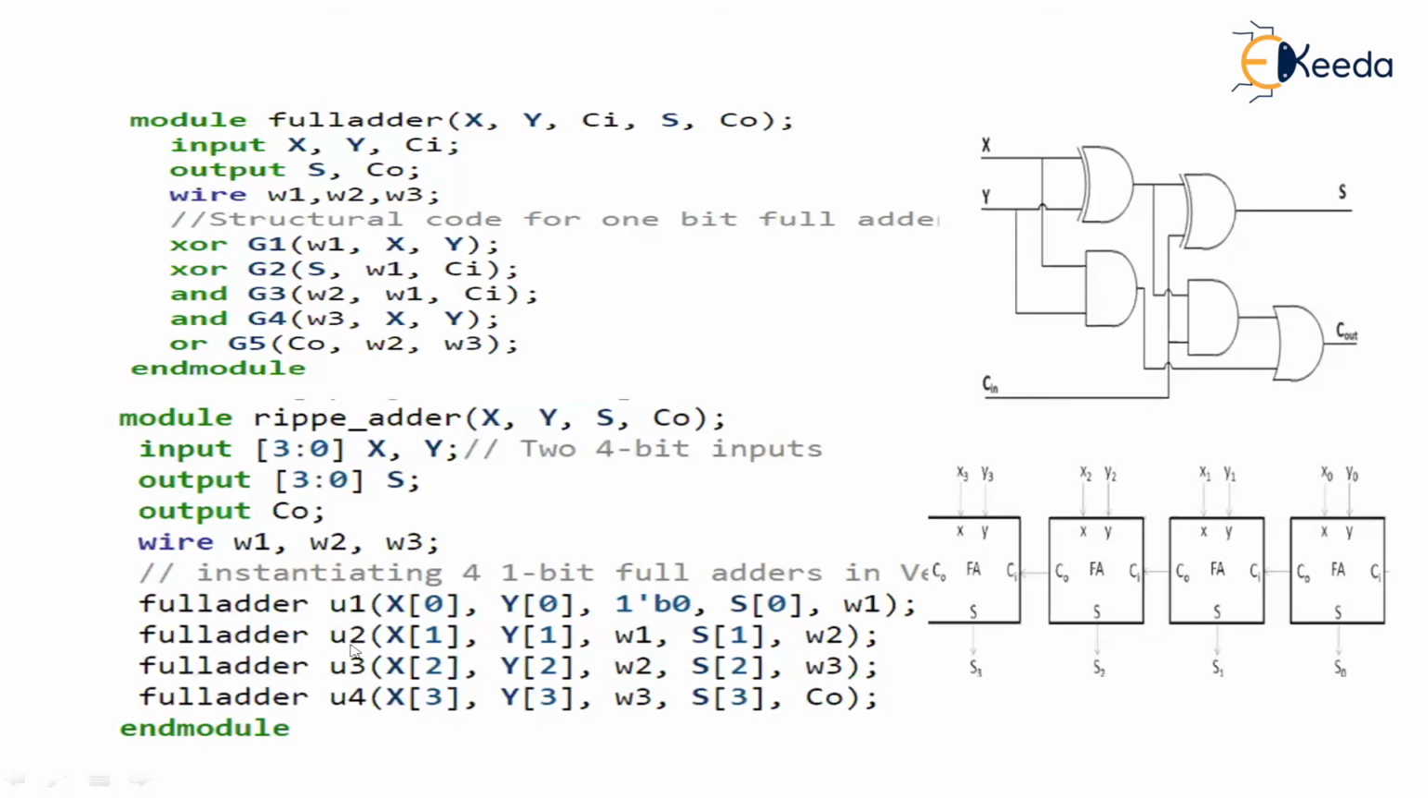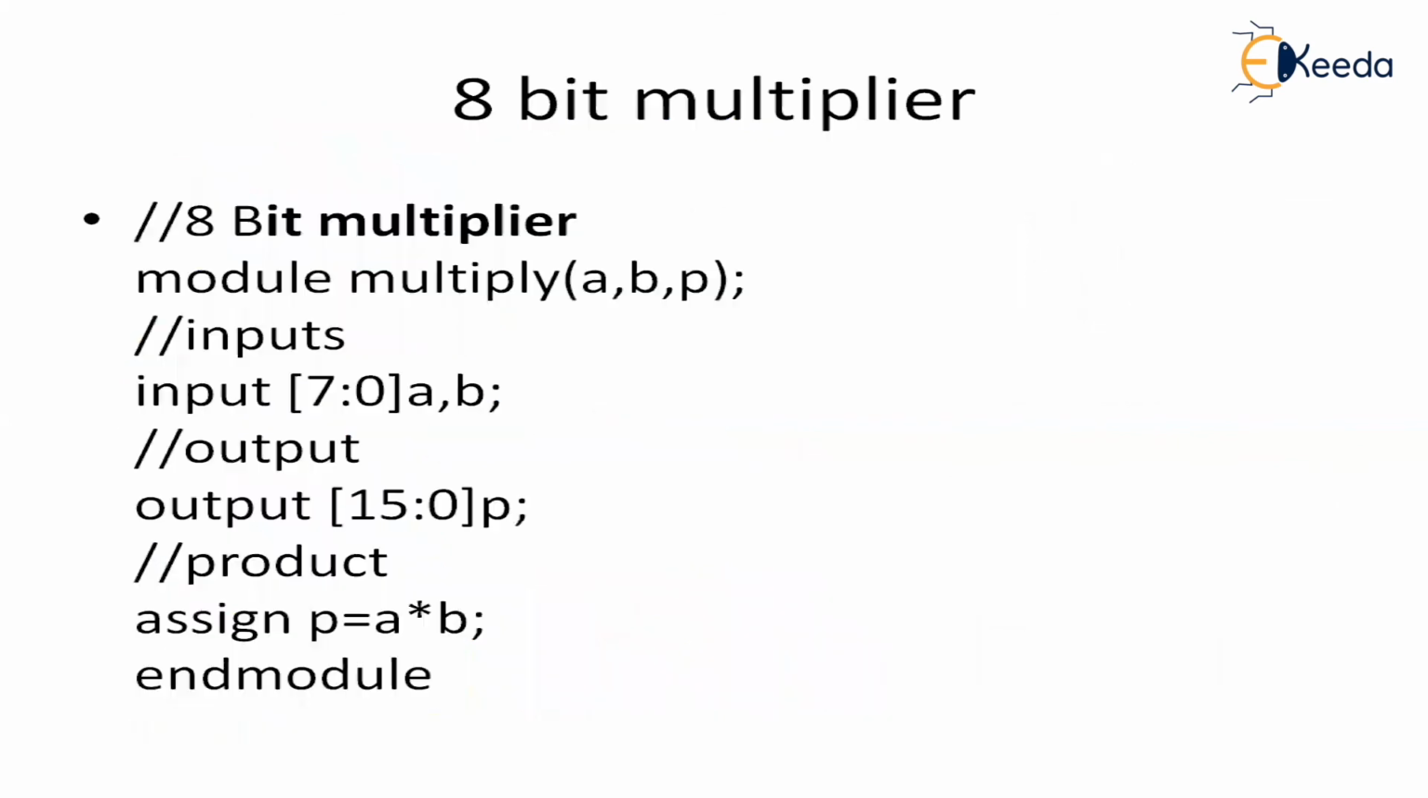Again it will do the same for the second full adder. In the same way X1, Y1, the carry will be W1, S1 will be the sum, and W2 will be the carry. Again this program is executed and the output comes, then U3 and U4 are executed. The final output is C out. This means I am calling my full adder four times, and I have already written the code of a full adder using structural modeling. This is a 4-bit ripple carry adder using full adders.